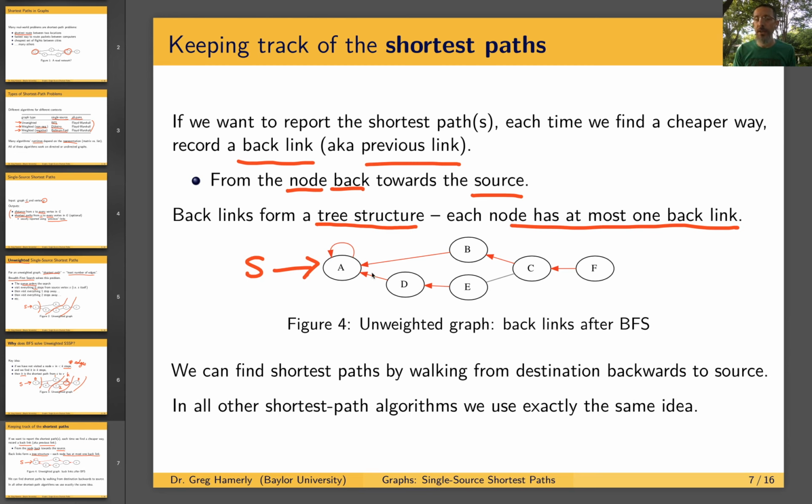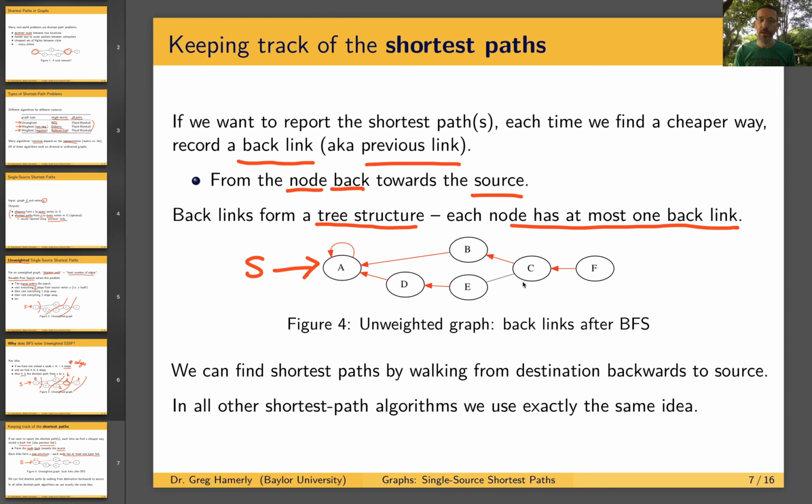Then the first thing that A does is discover B and D. And when we discover B and D, we say which node led us to B and D. Well, A did. So B would point to A and D would point to A. Similarly, C would point to B and E would point to D and F would point to C.